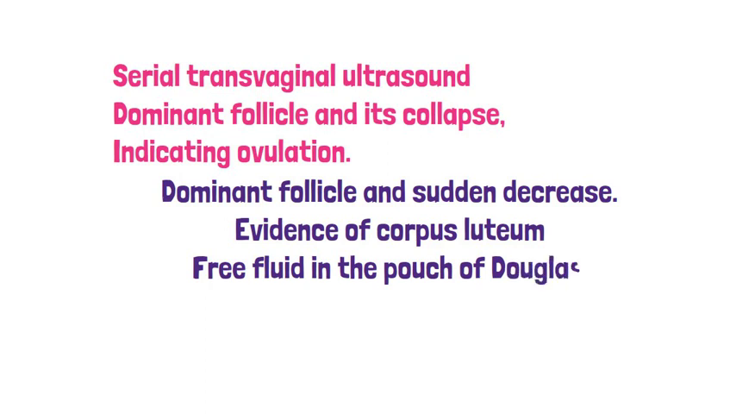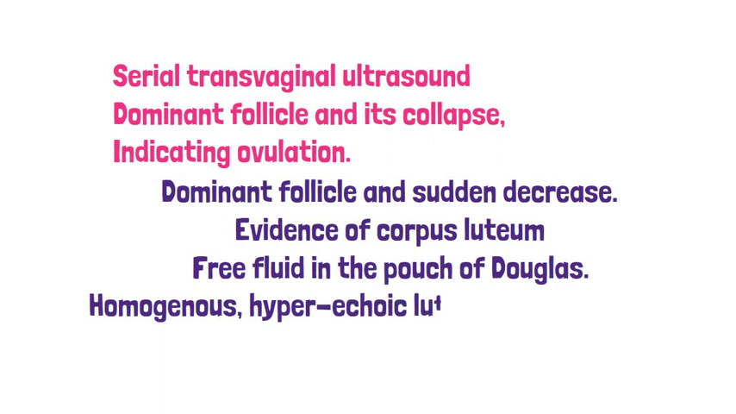How do we know by ultrasound that ovulation has taken place? We can see the size of the dominant follicle and then its sudden decrease. Evidence of corpus luteum formation by the presence of echogenicity inside the follicle, presence of free fluid in the pouch of Douglas, and the presence of homogeneous hyperechoic, luteinized endometrium instead of the triple line appearance.